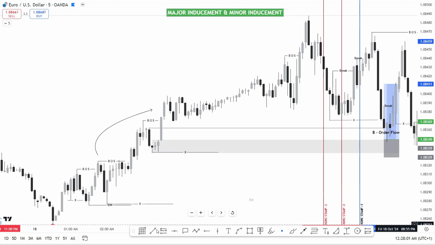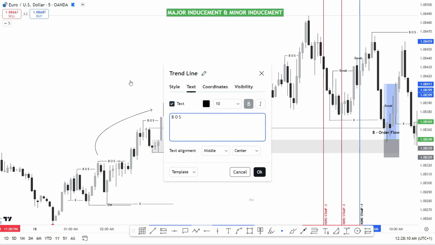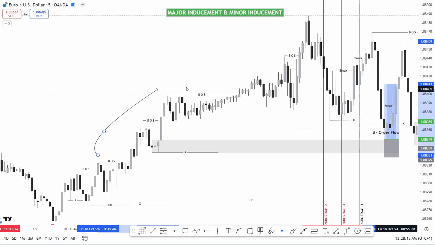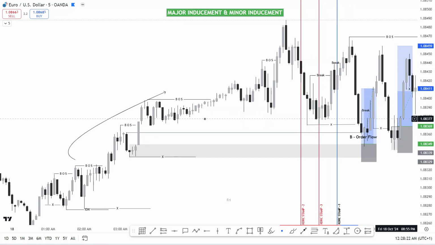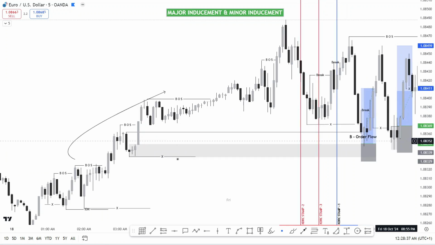So the same thing happened here. Price came here, broke structure to the upside, making it another break of structure. So what? Transfer of break of structure. Sorry about that, taking a little bit of water. Sorry. So transfer of break of structure. So in this case, where is our inducement?